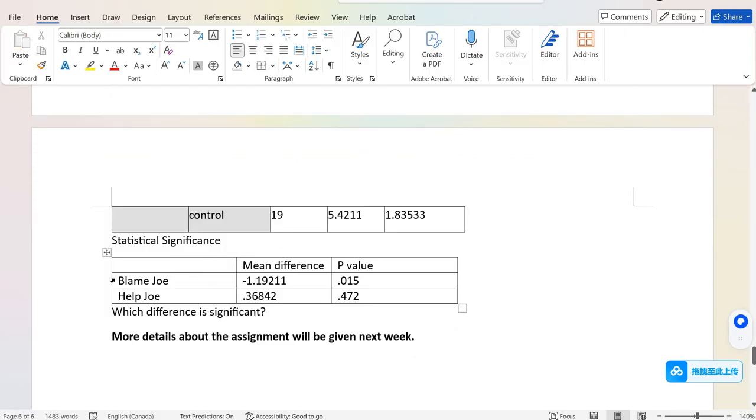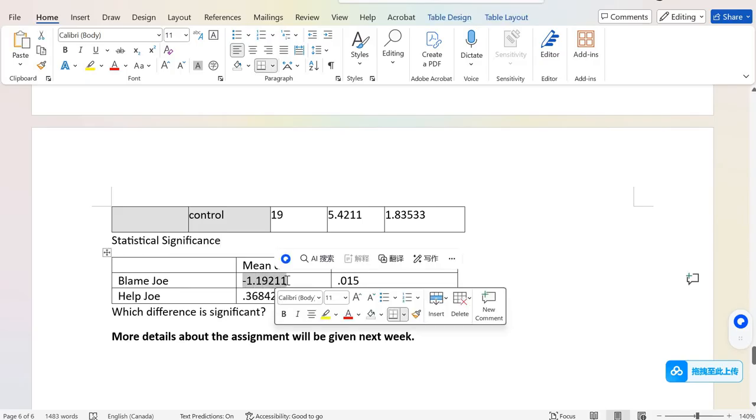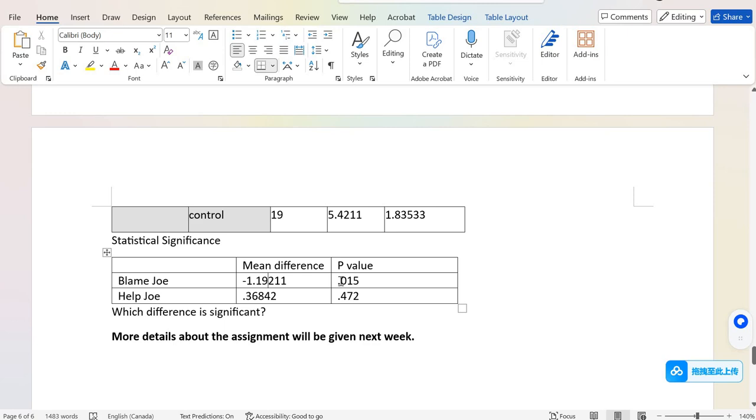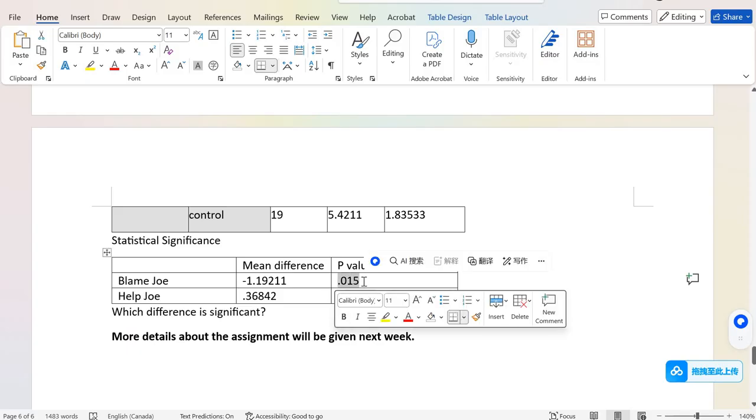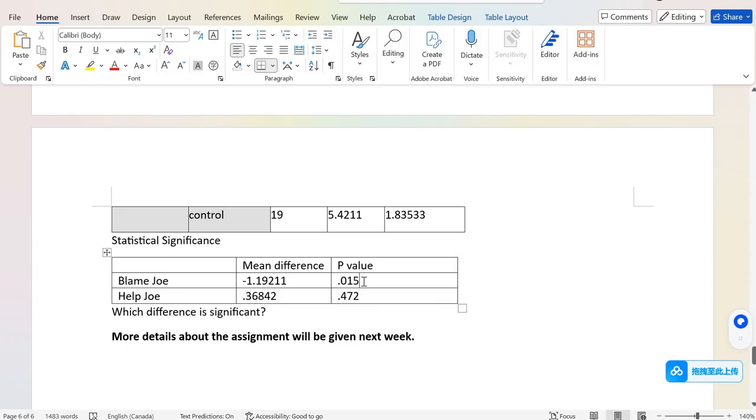Statistical significance. Blame Joe. The two groups differed by 1.19 points. The p-value was 0.015. This was significant. Why? Because it's smaller than 0.05, 5%. You got to explain what it means to be statistically significant.